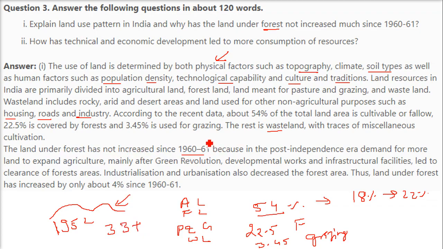The land under forest has not increased since then because in the post-independence era, there was demand for more land to expand agriculture, mainly after the Green Revolution, Harit Kranti, development works and infrastructural facilities. It led to the clearance of a lot of forest areas, vanon ka unmulan. Industrialization and urbanization also decreased the forest area. Therefore, the land under forest has increased only by 4%, from 18 to 22%, but we need at least 33%. So we are having 22%, still 10% less. This is the threshold; it has to be more than 33%.